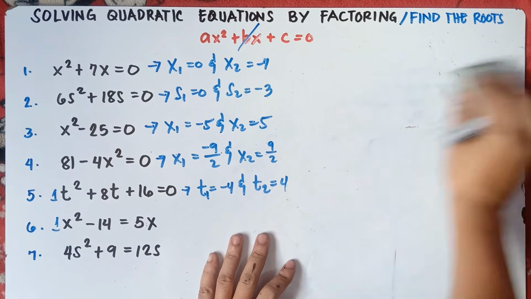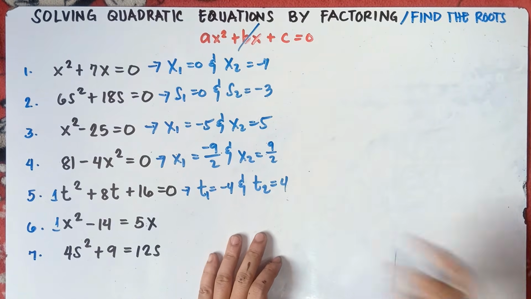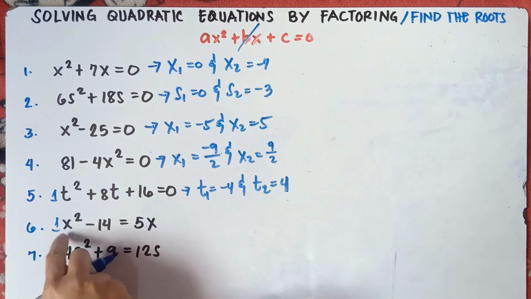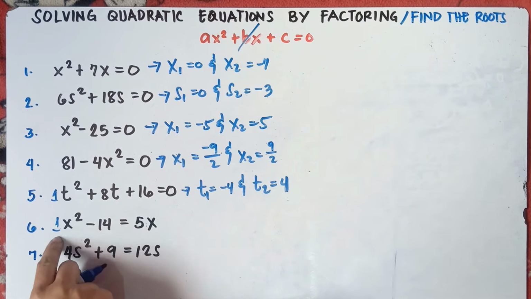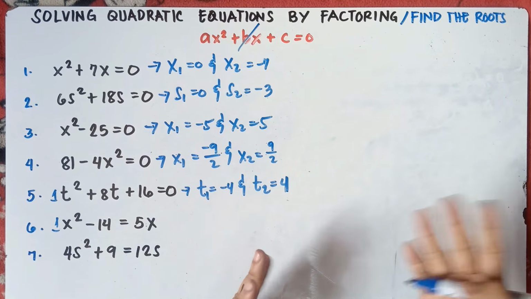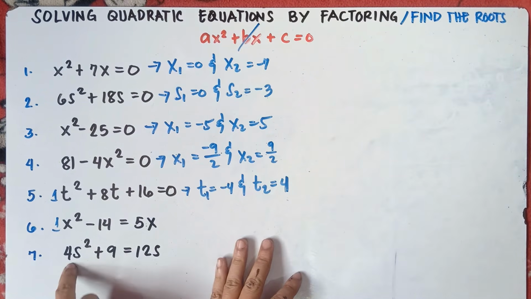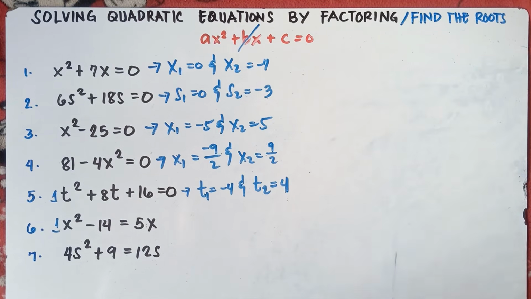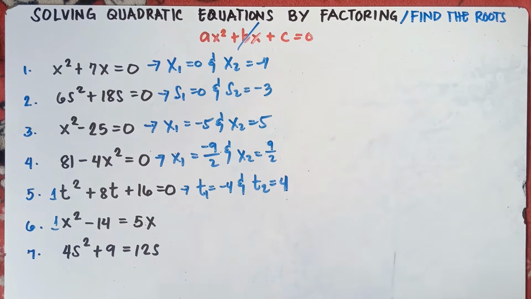Alright, let's try number 6. So once again, if the number before x squared is 1, you will do it that way. But if the number is not equal to 1, it will be more complicated, class, for number 7. We will explain that later. Let's try number 6 first.